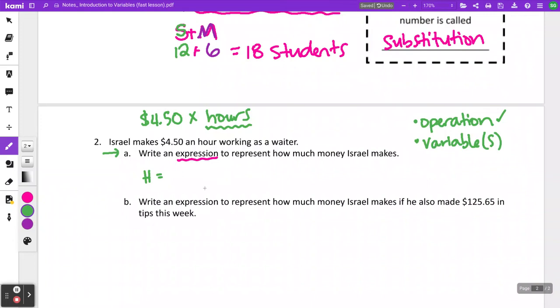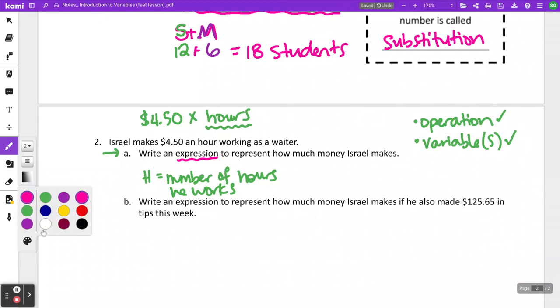When you describe this variable, you want to be as specific as possible. So I'm not just going to say hours. I'm going to say the number of hours he works. So H is going to represent a number, specifically how many hours he works as a waiter. Once we have our operation, which we said is multiplication, and our variable, which we said is this letter H, we can write our expression.